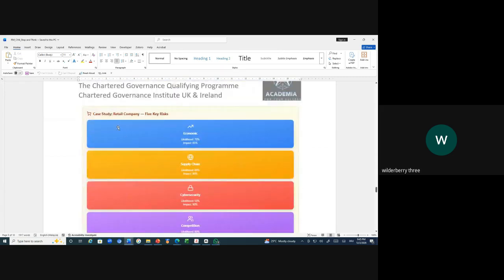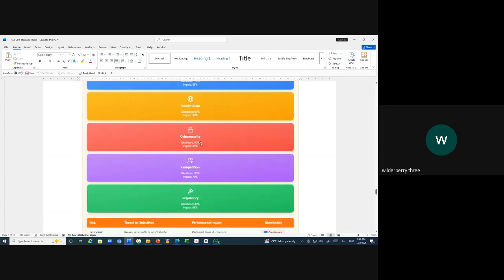That's here. You see, I tried here a retail company. Economic risk, the likelihood quite high, impact quite high. Supply chain, likelihood a bit lower, impact might be also high, 80% roundabout. Cybersecurity, likelihood 50%, because nowadays the companies are already quite well prepared for cybersecurity. Impact, in case the risk will occur, then the impact is high. Competition, I've really likelihood 80%.